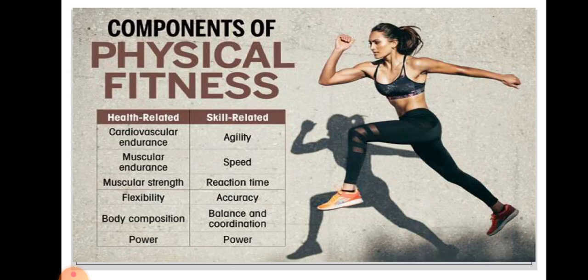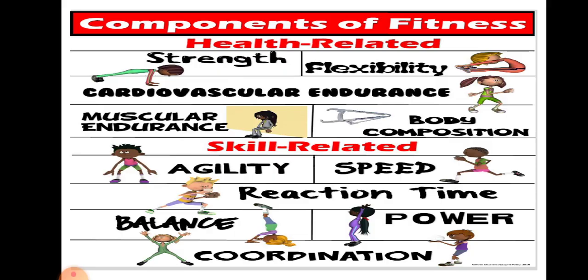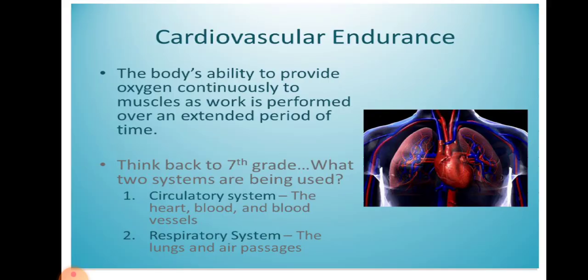So, in physical fitness, it has two components. The first one is what we call the health related, and the other one is the skill related. I am going to discuss each, so let's start. First, we have here the cardiovascular endurance. It is the body's ability to provide oxygen continuously to muscles as work is performed over an extended period of time.